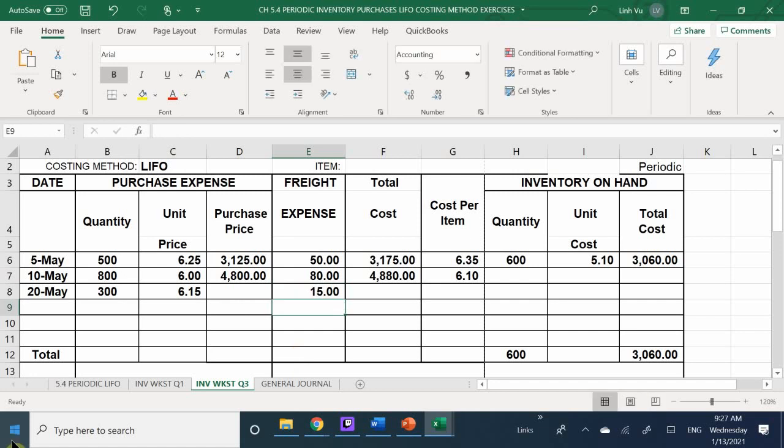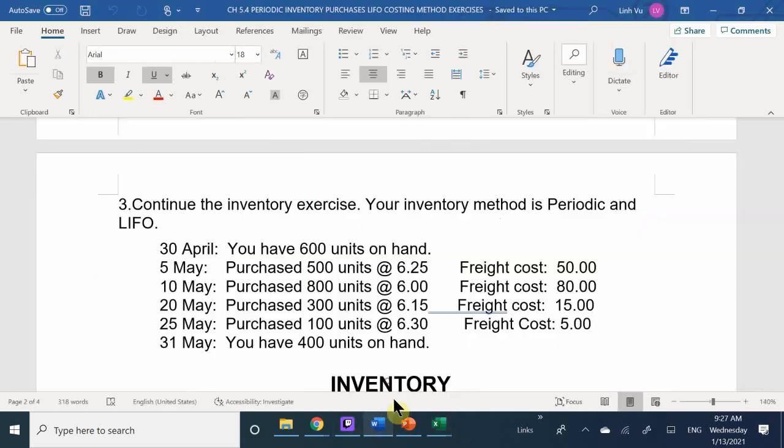So what's my total purchase price going to be here? 1845. Okay. And my total cost? 1860. And then lastly, my cost per item? 6.20. And then let's see what happened next.